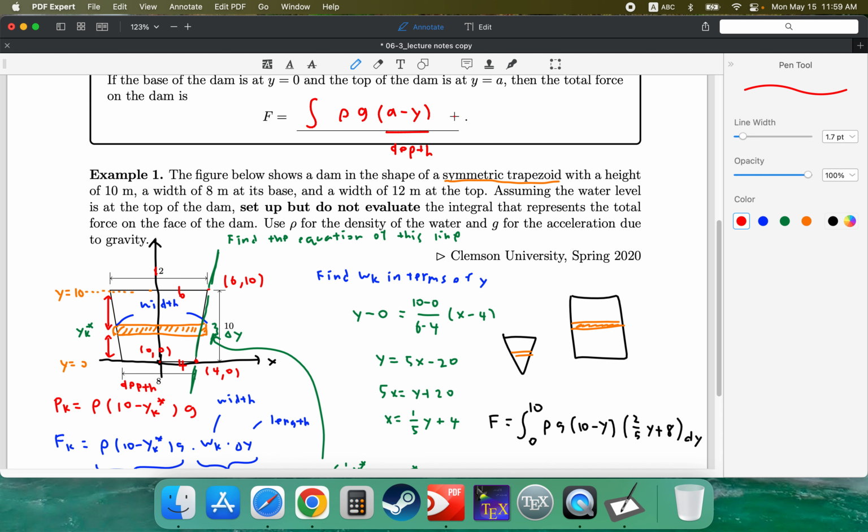So let's use w of y, because we need to express wk in terms of y, so it's a function of y. And the length is delta y, and delta y becomes dy if you take the limit, from the bottom of the dam, y equals 0, to the top of the dam, y equals a. So the force is the integral of rho g, (a minus y), the depth, times the width, w of y, from 0 to a.